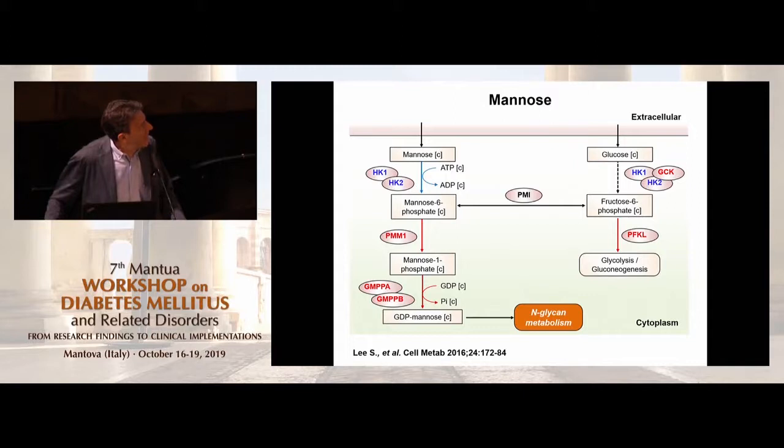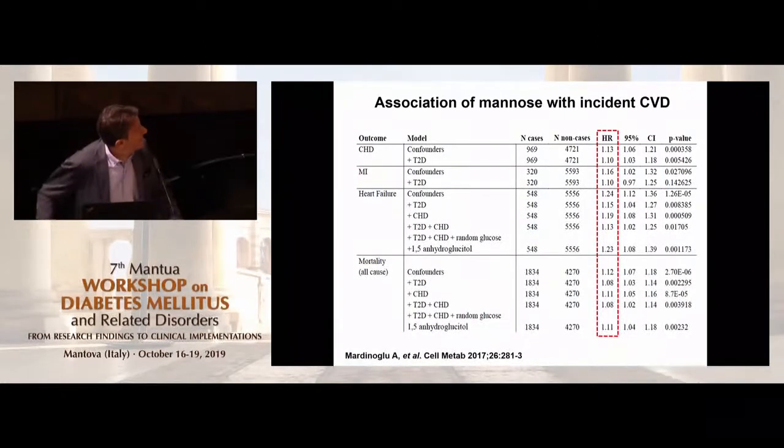So then there was this epidemiological study carried out by Nick Wareham, where using screening metabolomics, they looked at mannose and found that this was an independent predictor of cardiovascular events. And it was actually one of the strongest ones because it resisted adjustment with confounders. So this is the study that was done and published a couple of years ago.